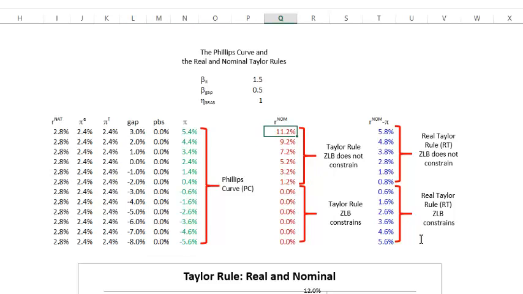Now let's look over here at this red set of numbers. This is the nominal Taylor rule. So we can see that when the output gap is high and also the inflation rate is high, the nominal rate of interest is also high. And then in order to get the real interest rate, all we need to do is subtract off the inflation rate from this nominal rate of interest, and we'll get a real rate of interest. Now, we'll notice that as the output gap falls and the inflation rate falls, the nominal interest rate, according to the Taylor rule, also falls.